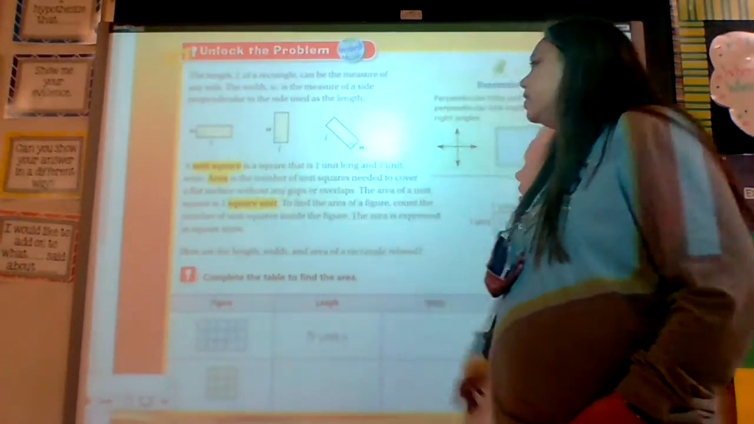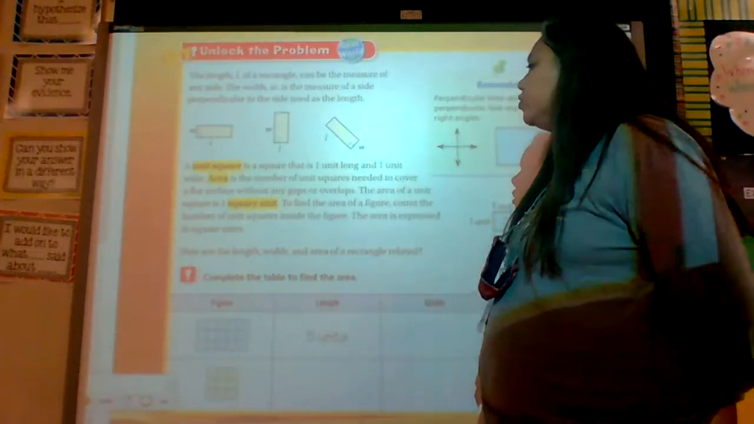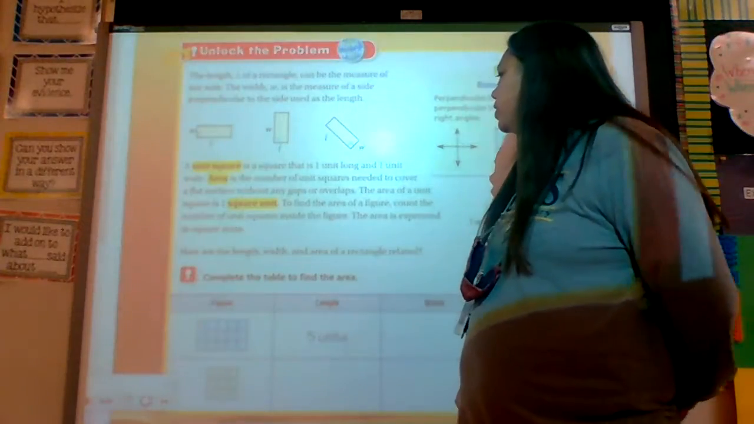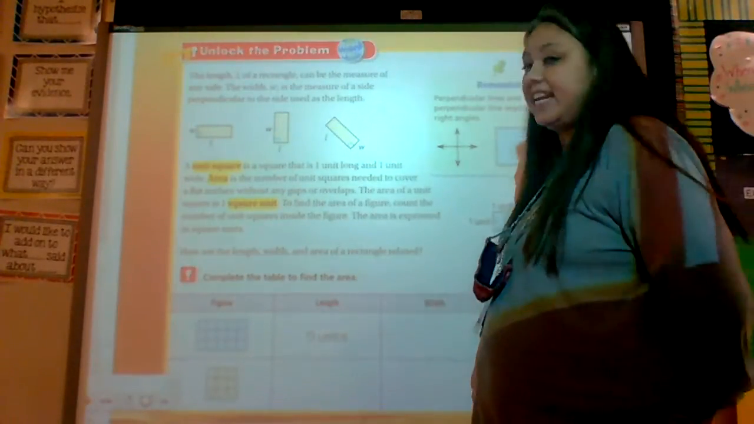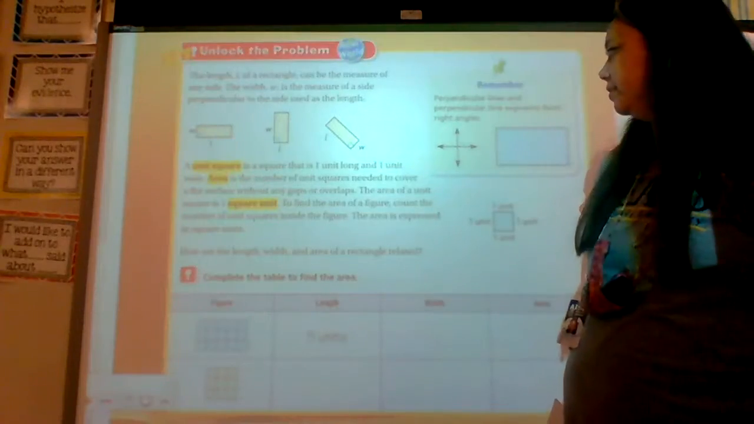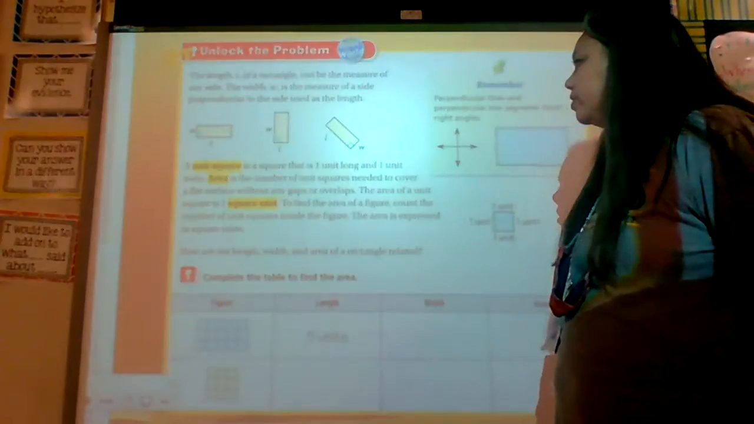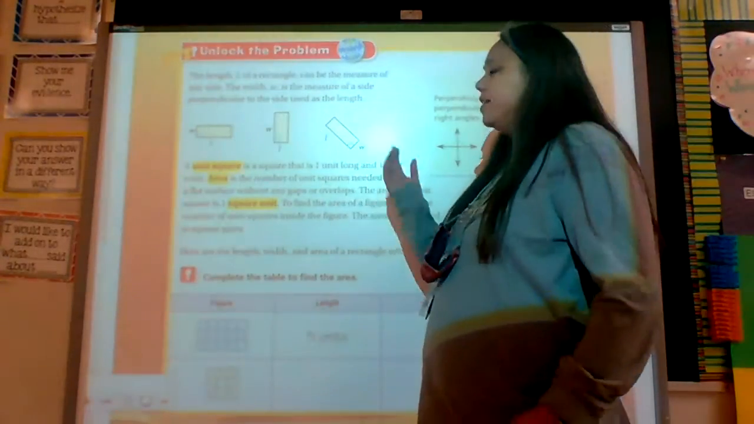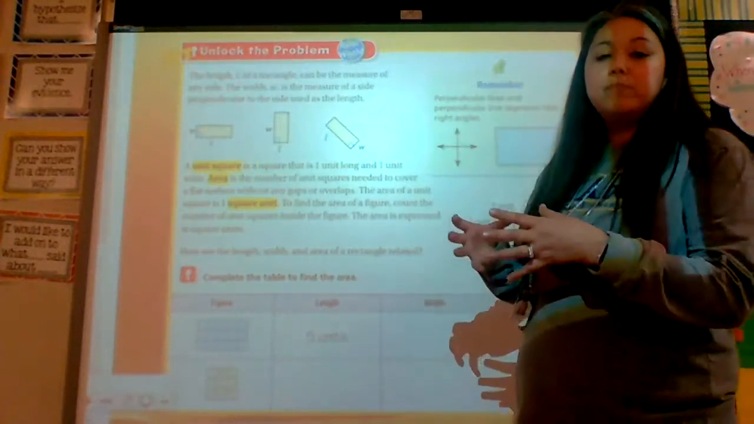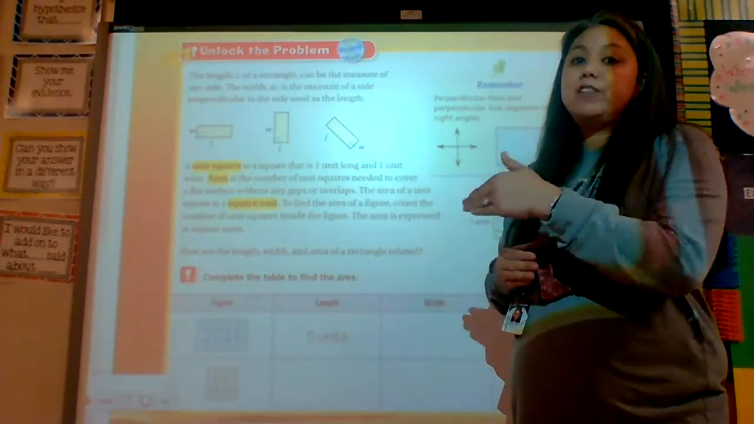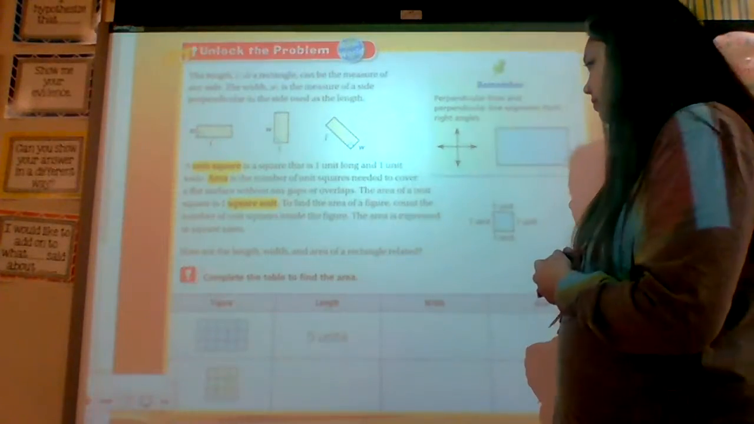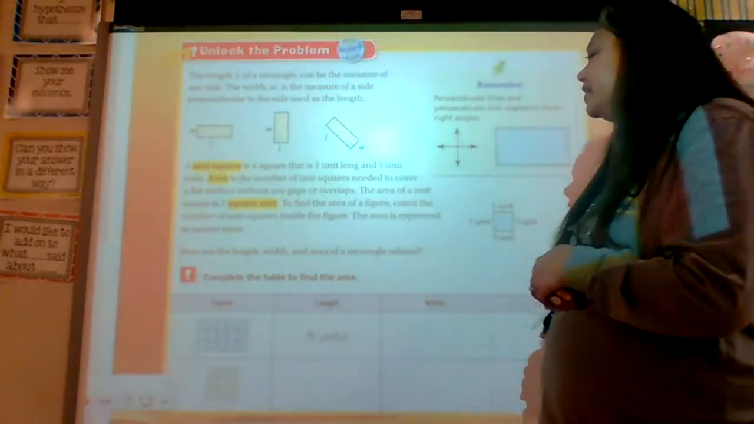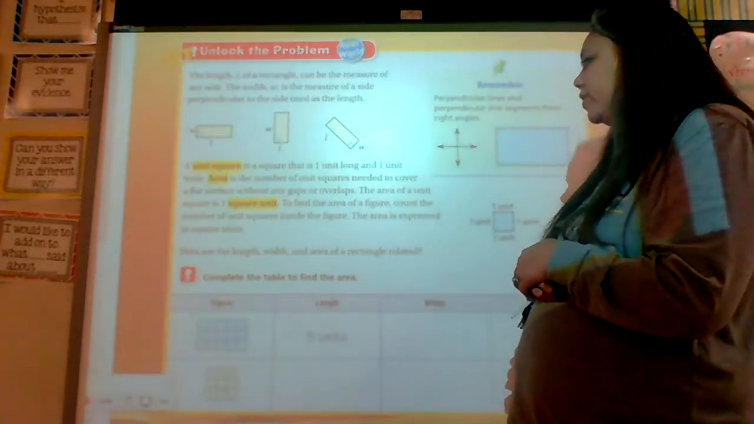A square unit is a square that is 1 unit long and 1 unit wide. Area is the number of square units needed to cover a flat surface without any gaps or overlaps. The area of a unit square is 1 square unit. So if I am using squares to measure something, for every single square, that's a square unit. To find the area of the figure, count the number of squares inside the figure. The area is expressed in square units.